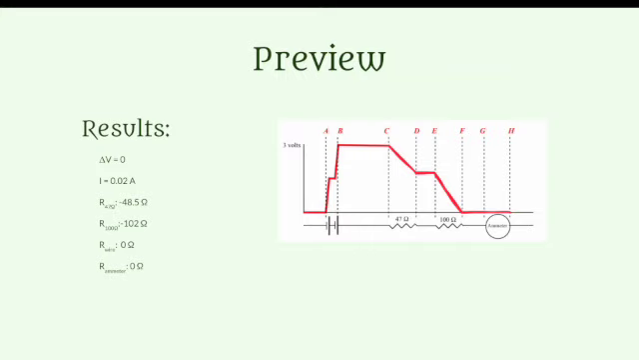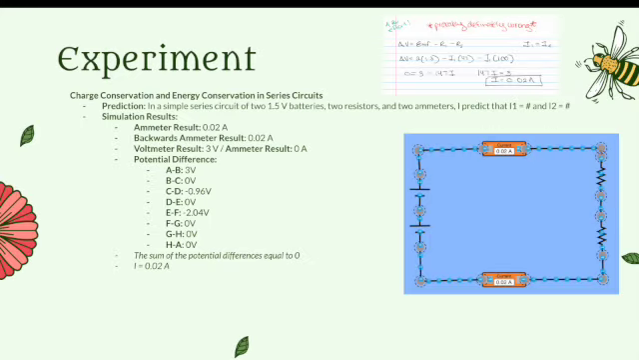A preview of my results. Potential difference is zero. The current is 0.02 amps. And then these are just some of the resistances calculated, which was potential difference over current. Experiment. During the experiment, we had to build circuits and then answer the following questions.